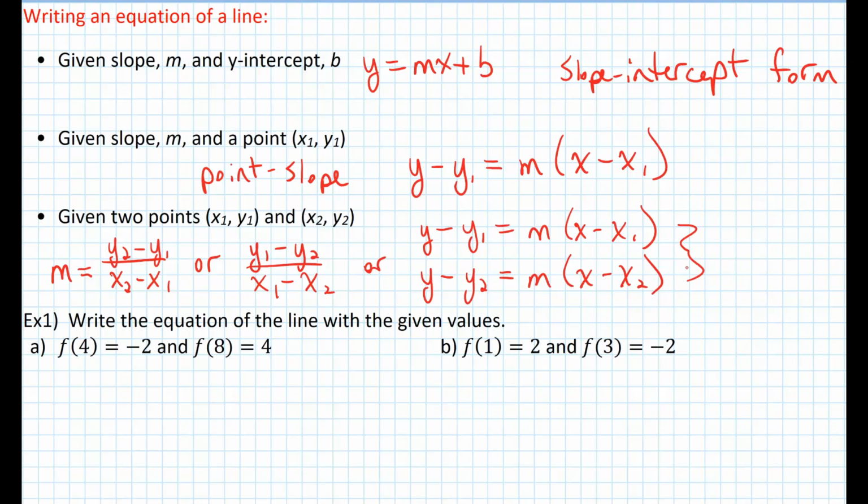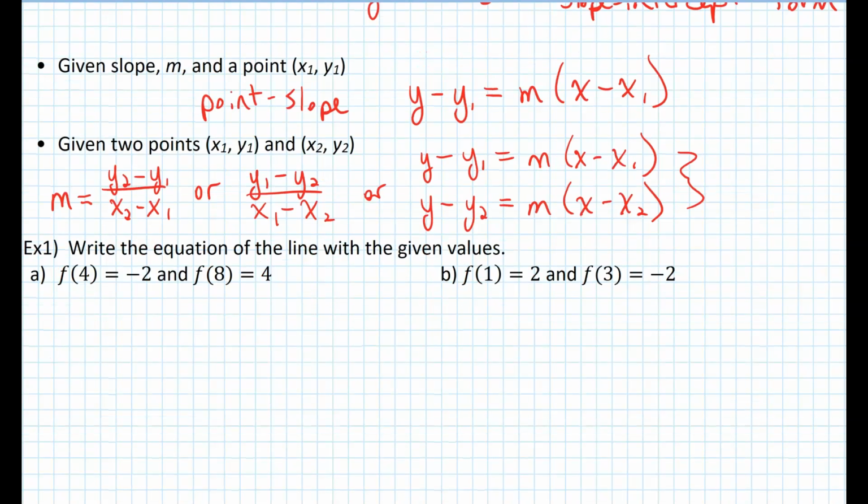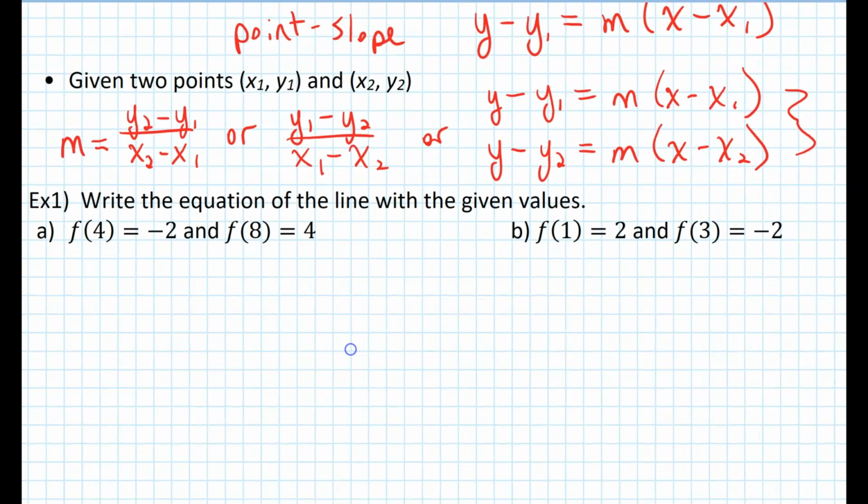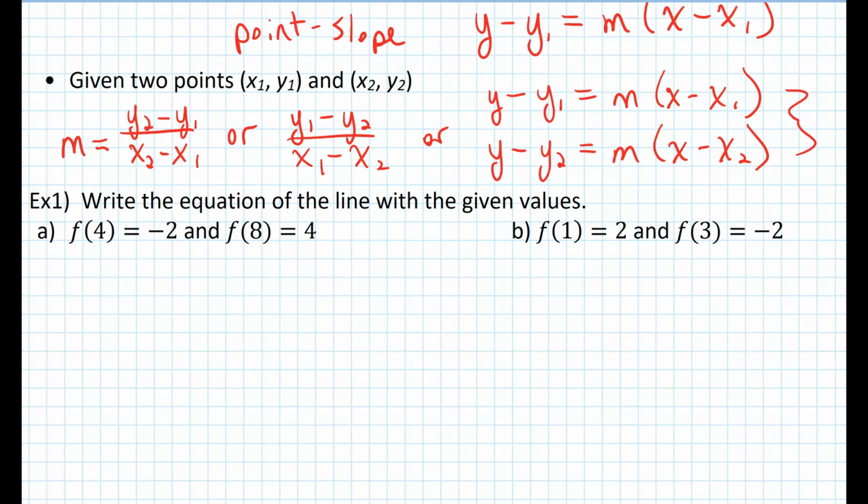All right. So in our first one here, we're going to find the equation of the line with the given values. We've got f of 4 is equal to -2 and f of 8 equals 4. What is that telling us? 2 points. So when it says f of 4 equals -2, what does that mean? Okay. When x is 4, y is -2. So this is just the coordinate (4, -2), which means the other one is just the coordinate (8, 4).